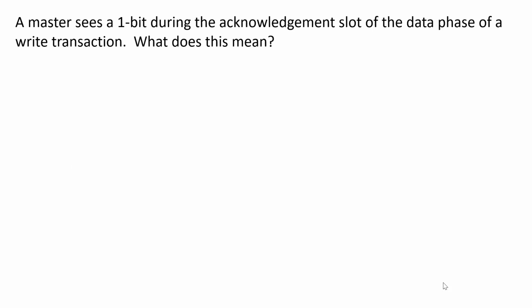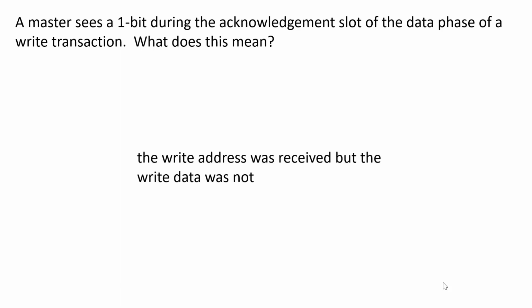Master sees a 1-bit during the acknowledgement slot of the data phase. What does it mean? It means the write address was received, but the data was not. So the data phase, there's separate acknowledgements for the address phase and the data phase.